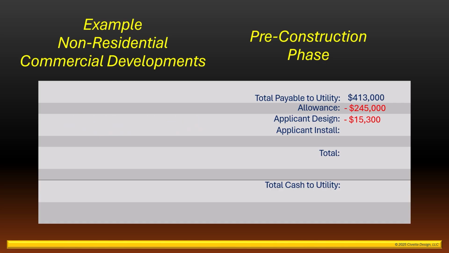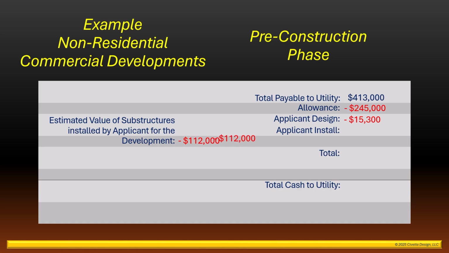And finally, since the applicant chose the applicant installation option, the utility credited back the value of the substructures installed by the applicant and deeded to the utility, determined from the construction estimate to be $112,000, bringing the final total estimated cost of the project, less the allowance and credits, to be $40,700. Since the allowance and credits do not cover the entire cost of the project, the applicant was required to make a cash advance to the utility.